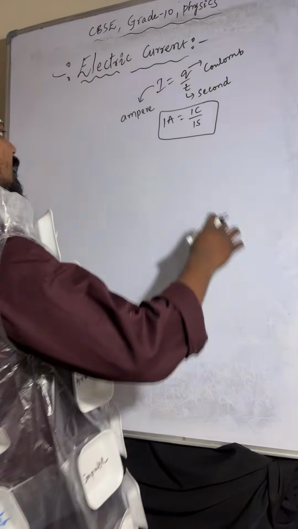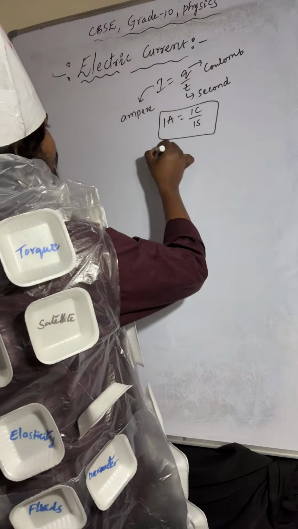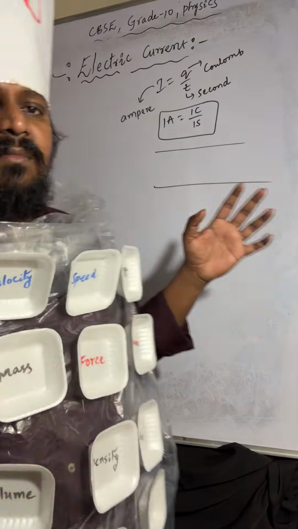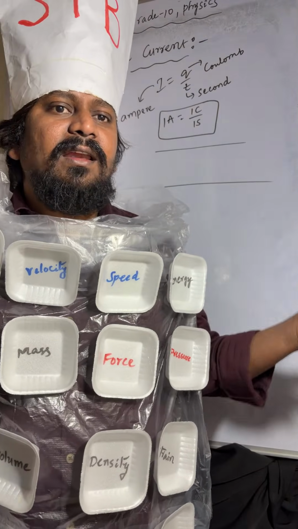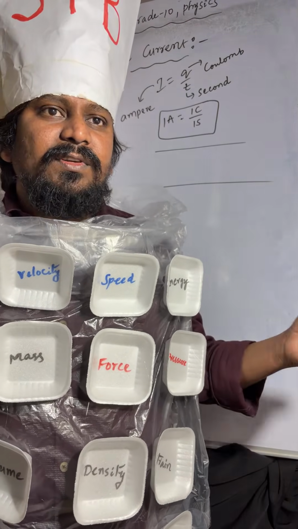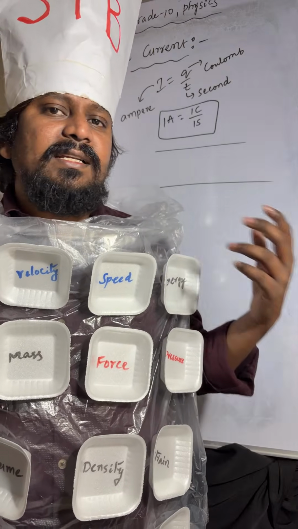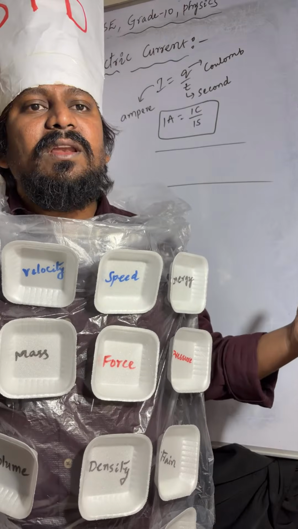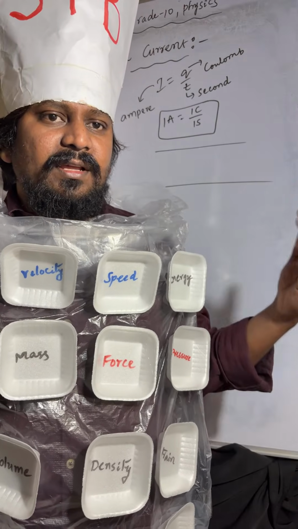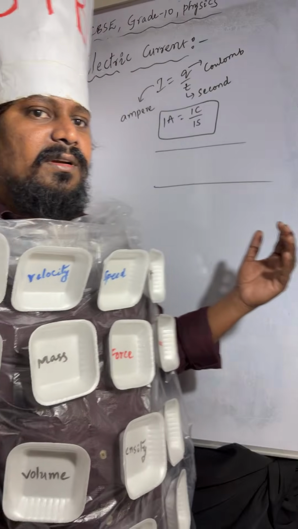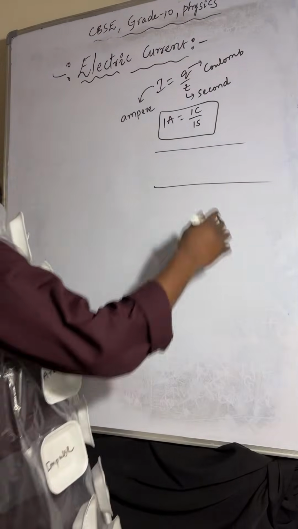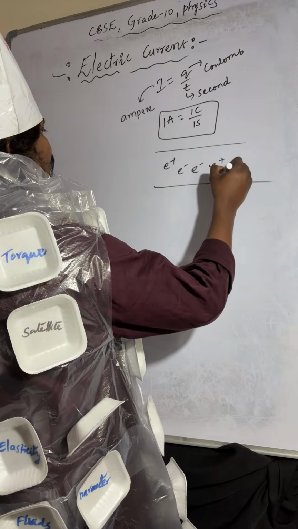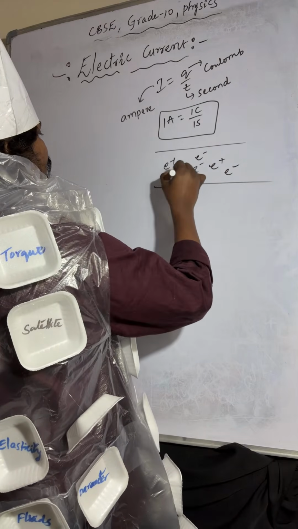Now we can see that in the conductor a number of charges are moving. If only 1 electron flows, only 2 electrons flow, only 3 electrons flow, we can't say current is flowing. Only when a number of charges are moving in the conductor can we say current is flowing. Right? So here, charge is quantized.